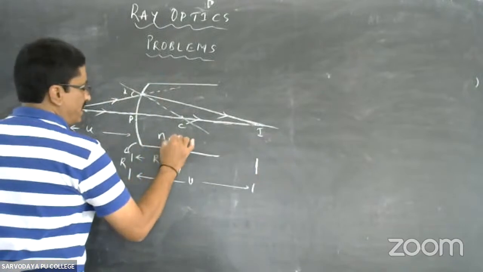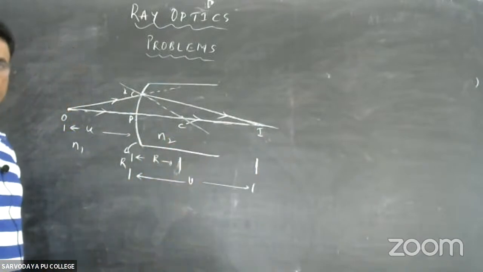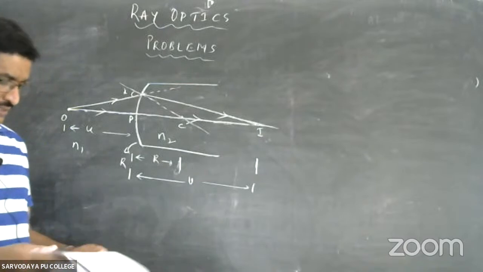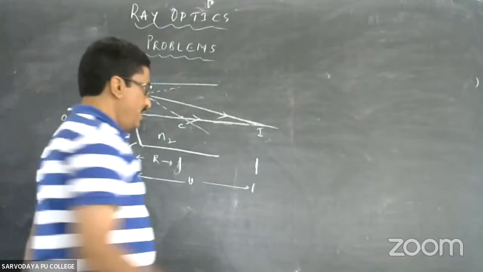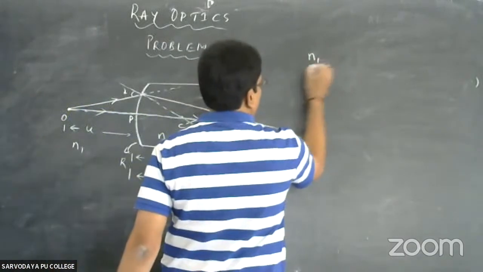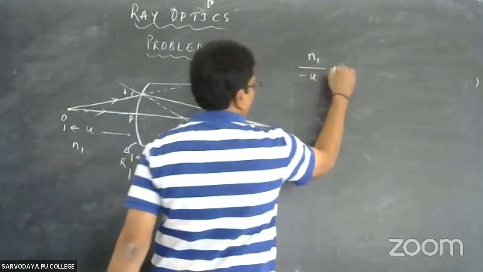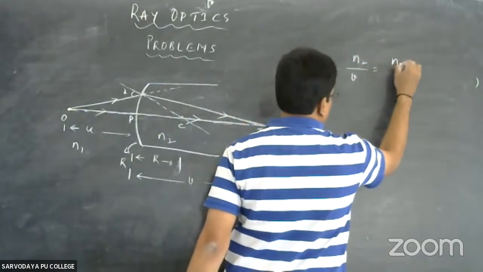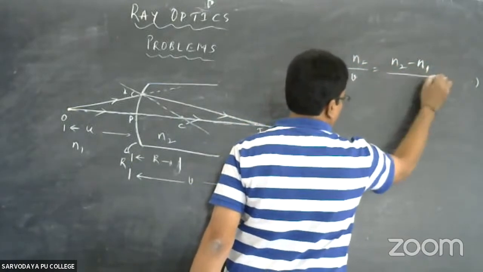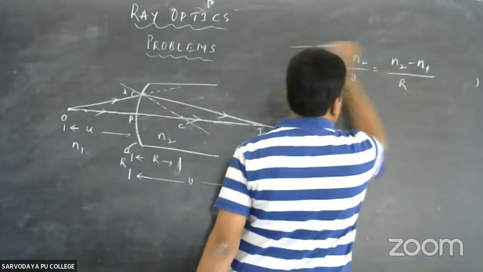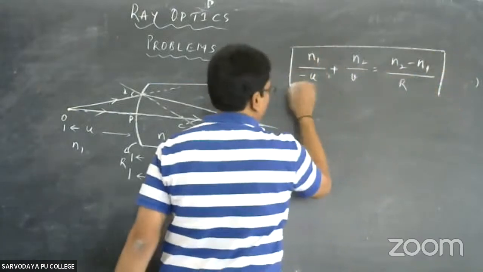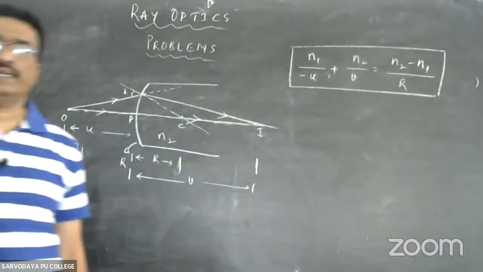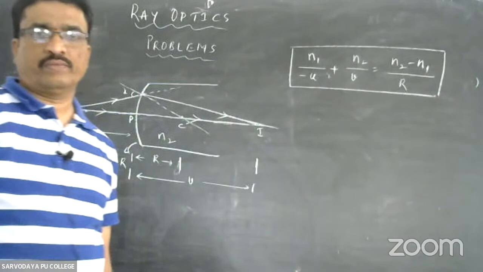And this medium is having refractive index here. Okay, already you know the general formula for the refraction at a spherical surface, that is n1 by minus u plus n2 by v is equal to n2 minus n1 by R. This is the general formula for the refraction of light that is taking place at any spherical surface.